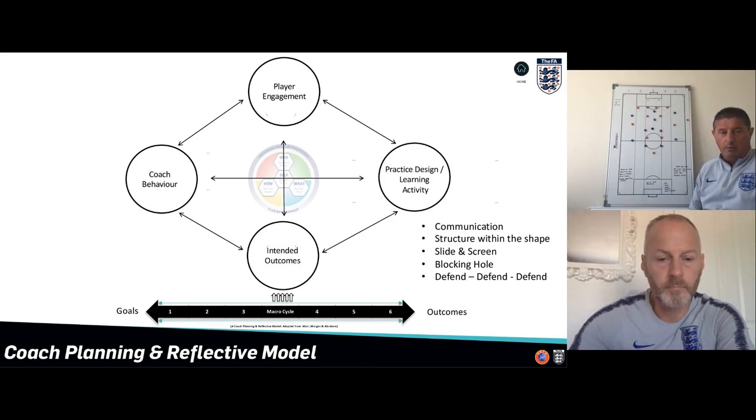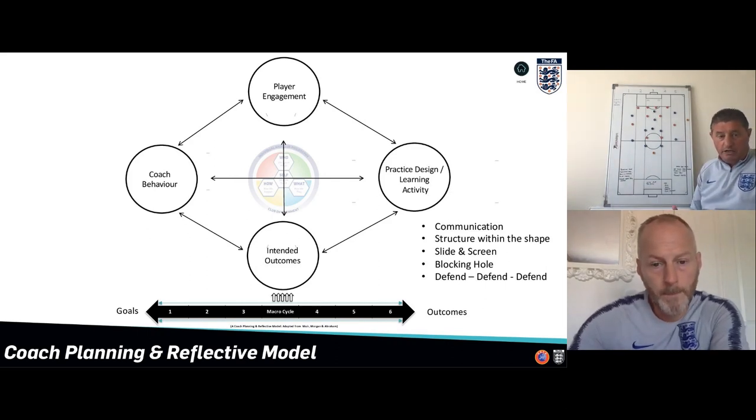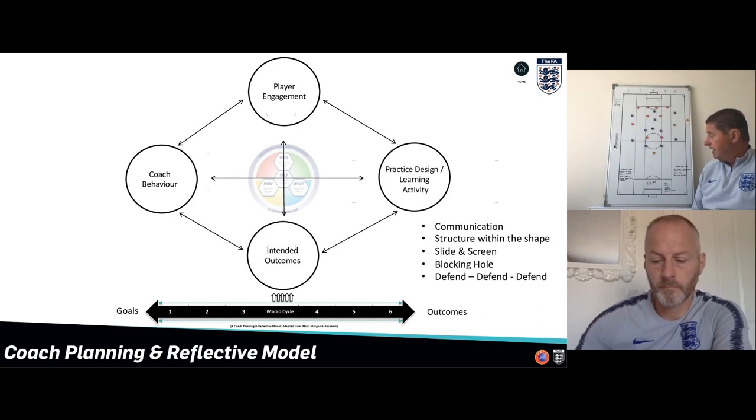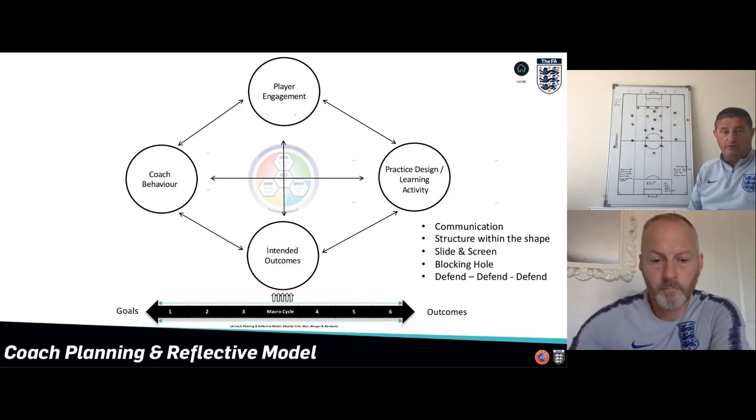And also we wanted to look at the five lanes of the pitch and how we keep the back four compacting that with the goalkeeper and what's in front of the back four and how we can use certain things. So we came up with a menu and we looked at the slide and screen. We looked at sensing danger. We looked at the blocking hole. We looked at defending ugly. And we are heavily asking our players to look at the triggers from the opposition.